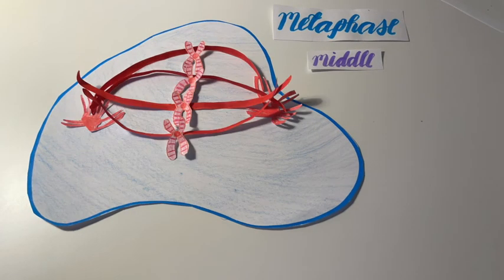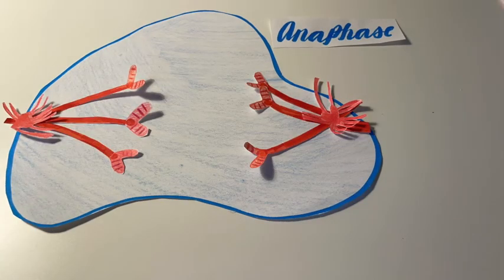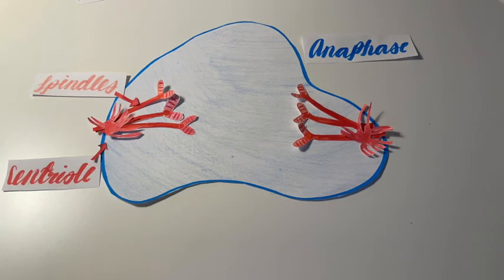This stage is called metaphase. During anaphase, the sister chromatids separate to opposite sides of the cell. The chromosomes are moving with the help of the spindles and centriole, which are fibers.